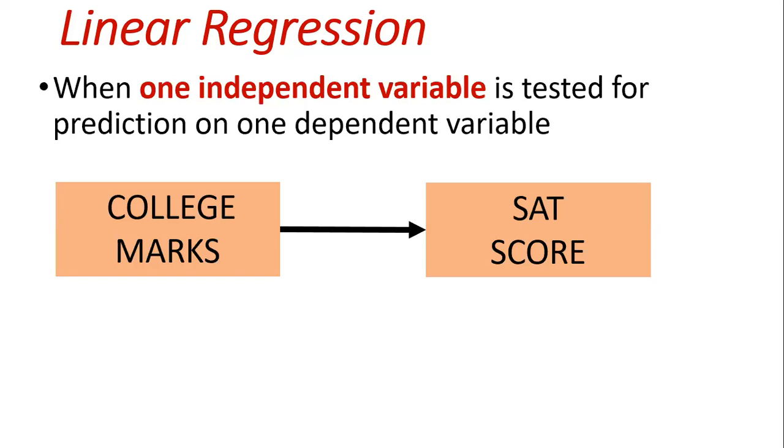If it is one to one, like what you see on the screen, 1 IV, 1 DV, and only one arrow, then this is called linear regression. Linear means just one IV and one DV. But in reality, we don't normally get one to one. We will have more than one. But never mind, we just look at this first.